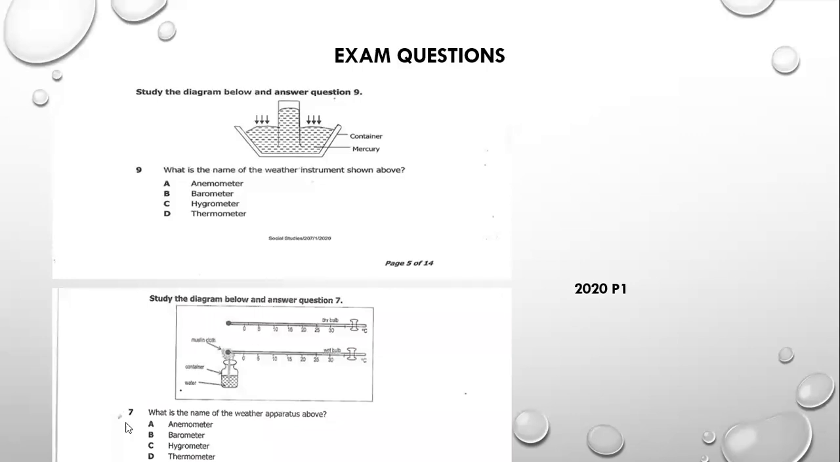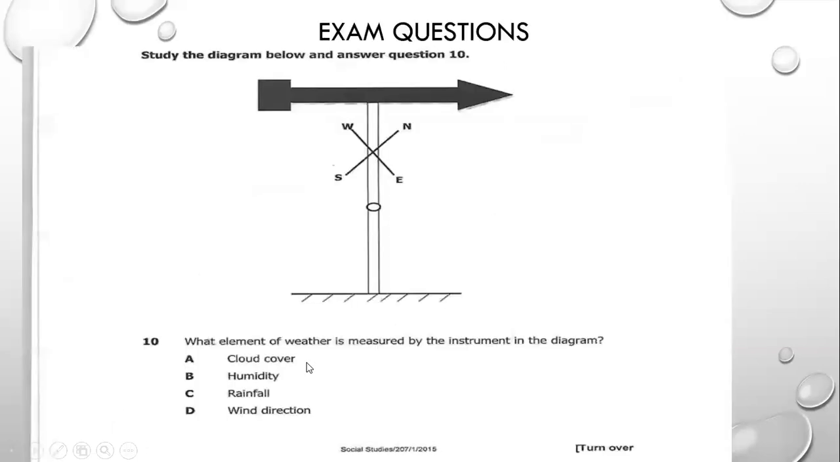The other question here, what is the name of the weather apparatus above? Now, this one is simple. Remember, we have a wet bulb thermometer and a dry bulb thermometer. Together they form what? They form a hygrometer. So the best possible answer here is C.